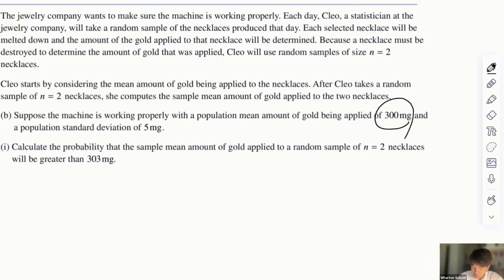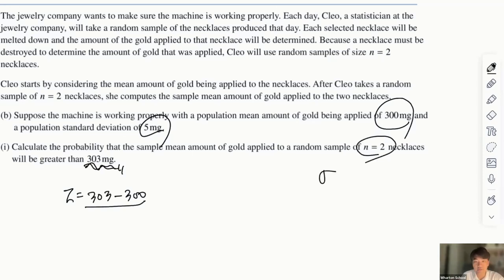The next question asks: suppose the machine is properly working, with the mean amount of gold being applied 300 milligrams and a standard deviation of 5. This is the same, but we have to calculate the probability that the sample mean amount of gold applied to a random sample of n equals 2 necklaces will be greater than 303. So in this case, we just have to do the z-score again. Our sample mean here is 303 minus mu, but this time we have a sample of n equals 2.